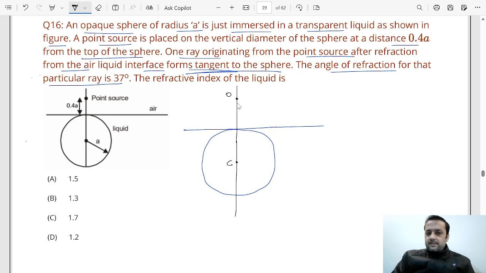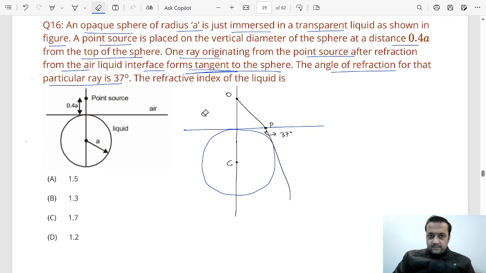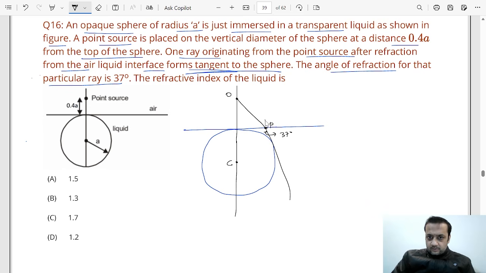Now there's one particular ray which comes like this, and after refraction it will just touch the sphere and go like this. So this is where the tangent is, and refraction happens at the point P, let us say. If I draw a normal at the point P, this angle is 37. Notice, this angle is 37, which is the angle of refraction given to you. Let me first reduce the size of this line, because otherwise it will become cluttered. So this is the normal.